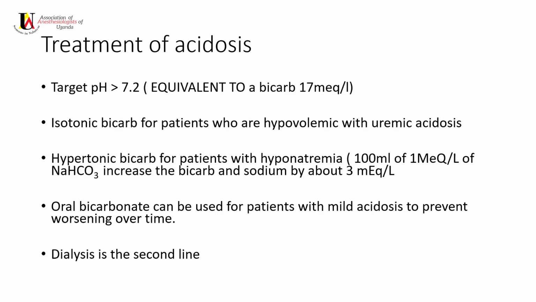And then some patients may present with hyponatremia as one of their complications. For such patients, the common practice in our settings is to use 3% or 5% sodium chloride. However, you can actually use hypertonic bicarb to correct someone's hyponatremia. 100 mils of a preparation of 1 equivalent per liter of sodium bicarb can correct acidosis and increase the serum sodium by about 3 milliequivalents per liter. Patients who have mild acidosis may choose the oral route. In case the medical management fails, you end up with dialysis.